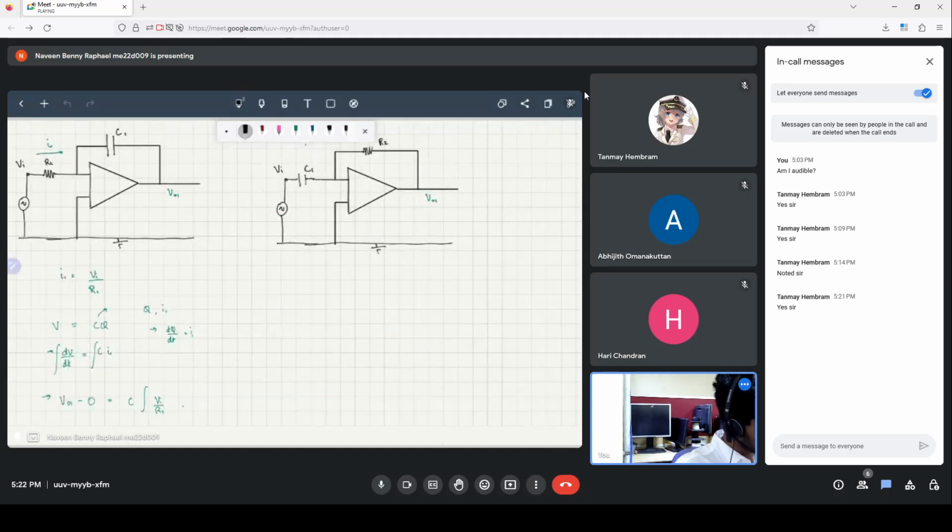Okay. So similarly as before, let's say the current here is... this time let's say the current here is I2 because this is the second part of the equation.